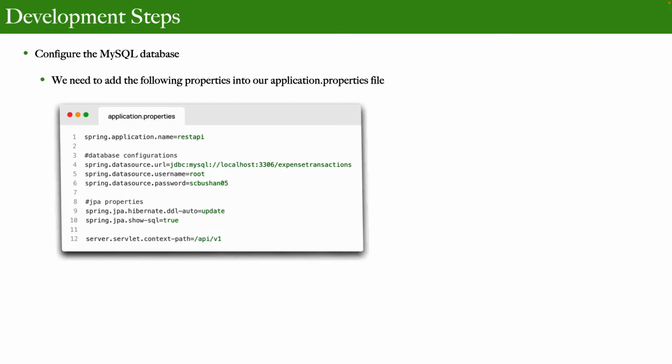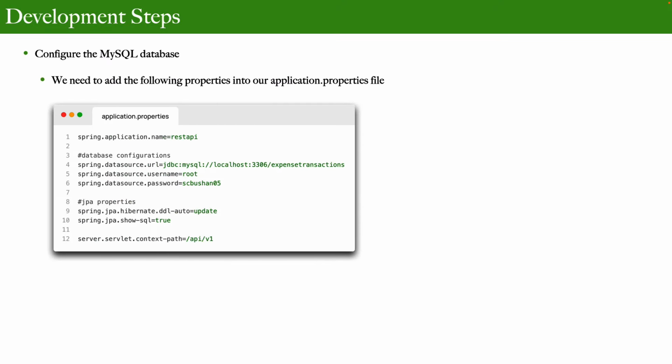The next step is to configure the MySQL database. We need to add a few properties related to MySQL into our application.properties file. Open the application.properties file and add the following properties. The first property we are going to add is the data source URL. We need to provide the JDBC URL. In this case, jdbc:mysql://localhost:3306, which is the port where our MySQL server is running, and expense_transactions is the name of the database.